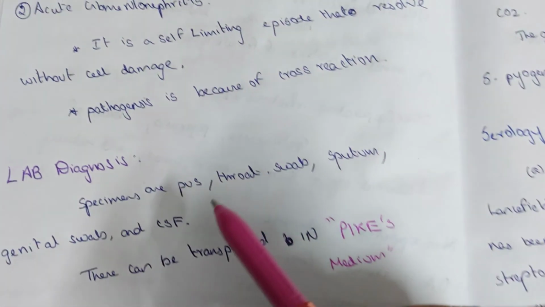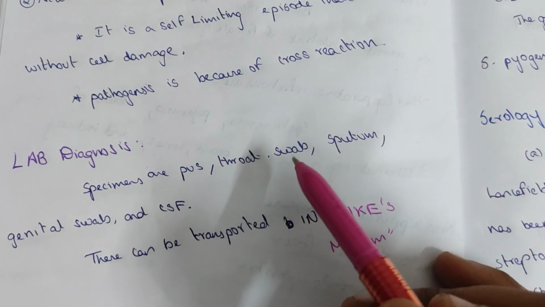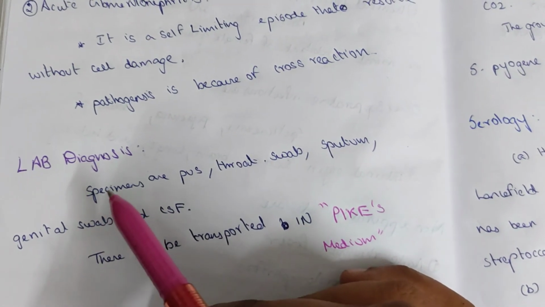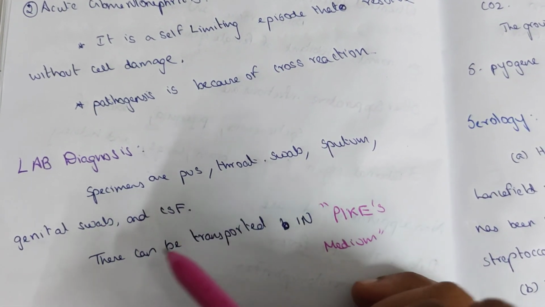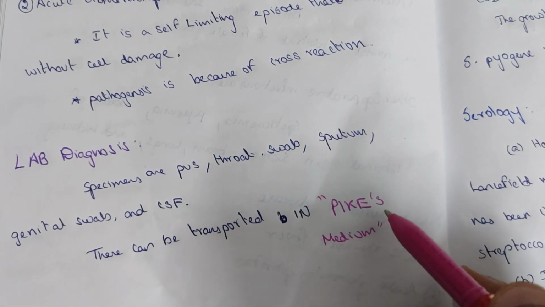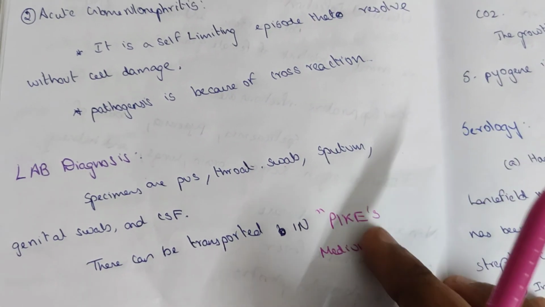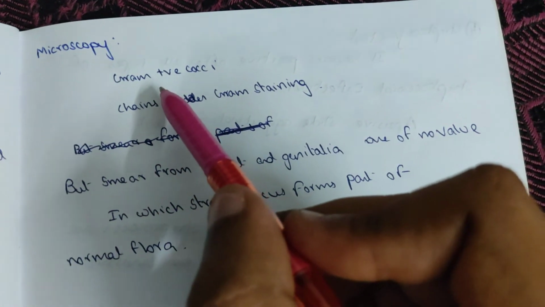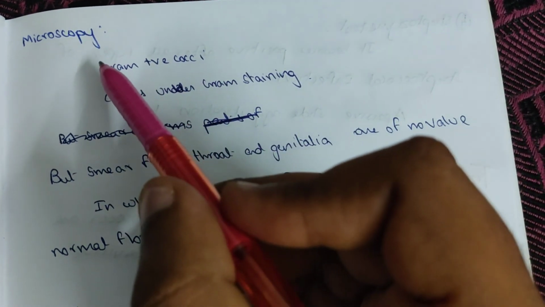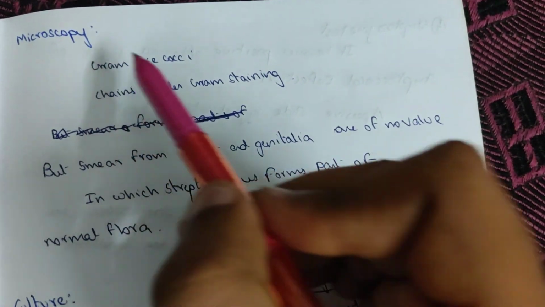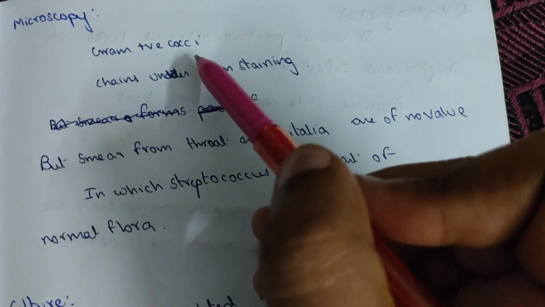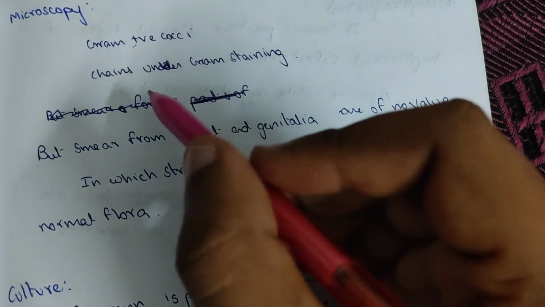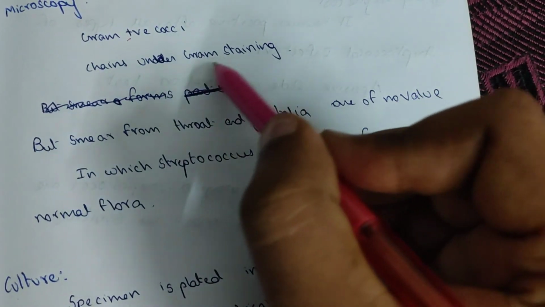Lab diagnosis. Specimens are pus, throat swab, sputum, genital swab and CSF. These specimens are transported in Pike's medium. Microscopy: on looking under the microscope with Gram staining, it looks like gram-positive cocci in chains.